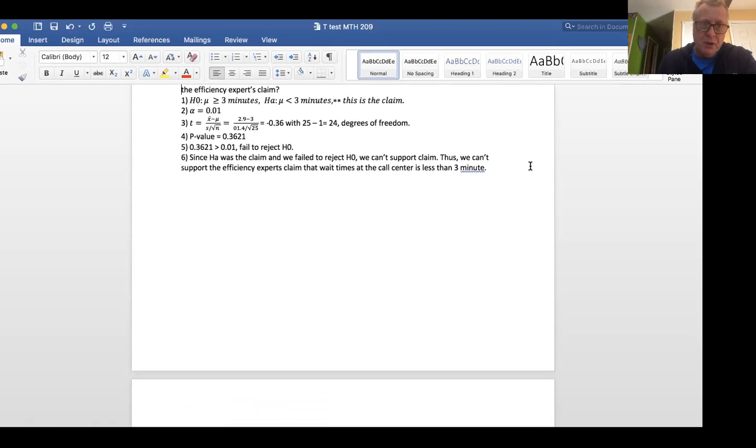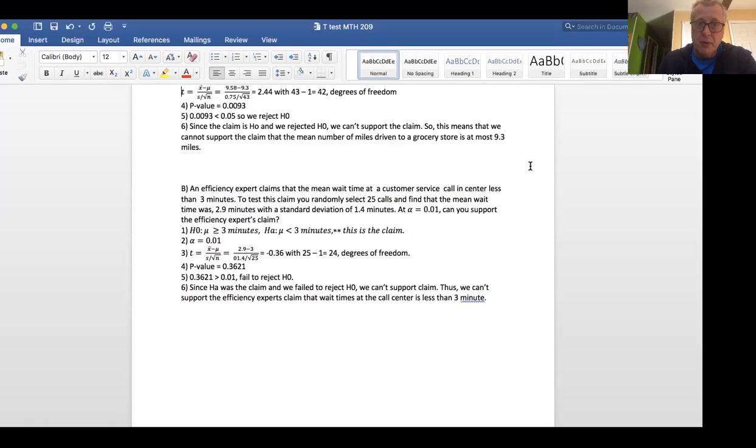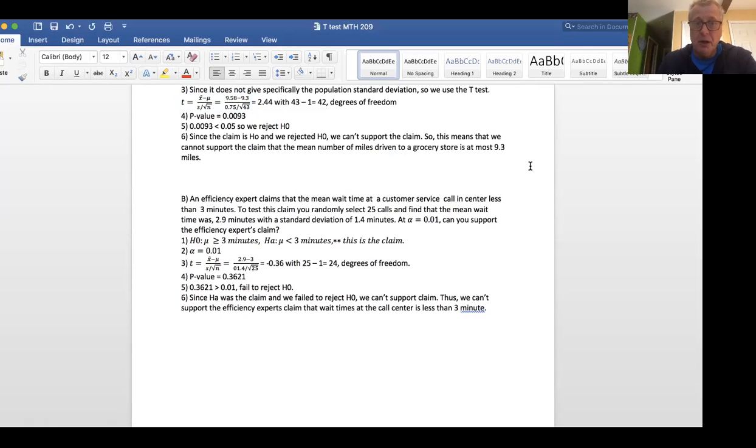So somebody asked me, what's the p-value for this test? That's how I would generate it. I would just run the whole test and then generate the p-value.